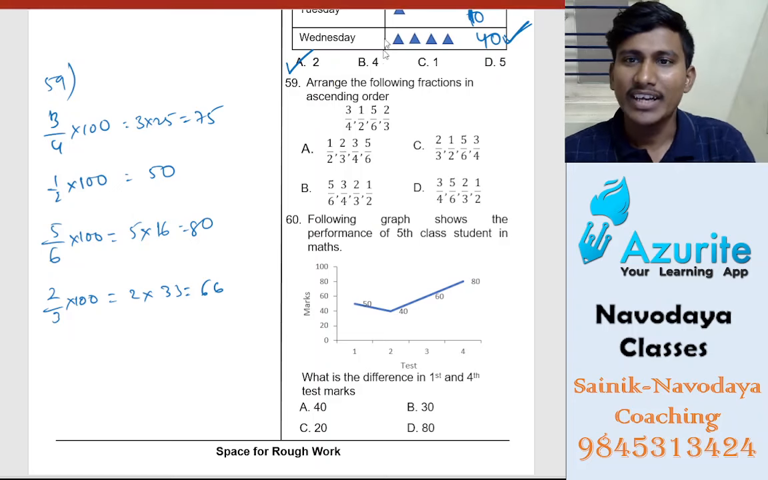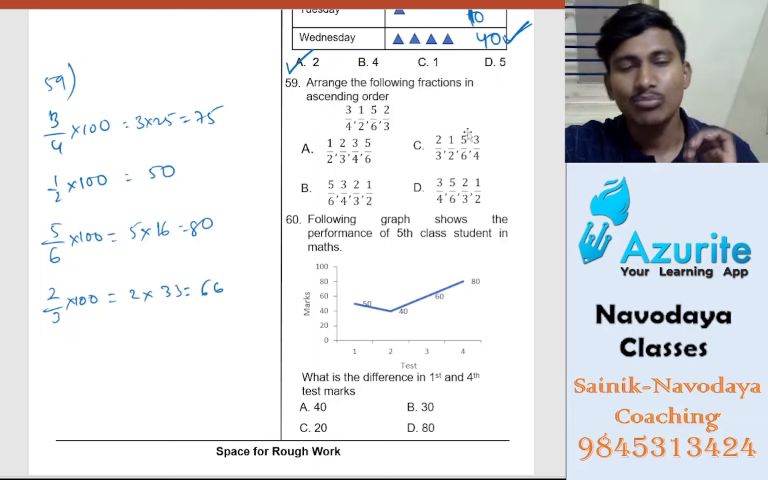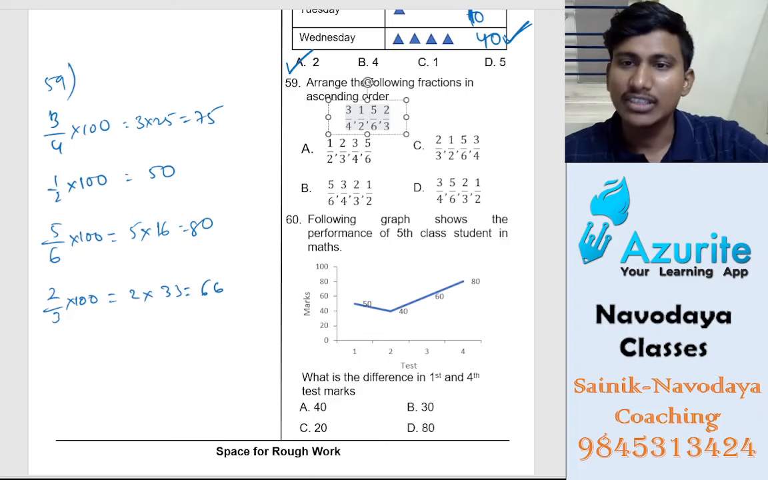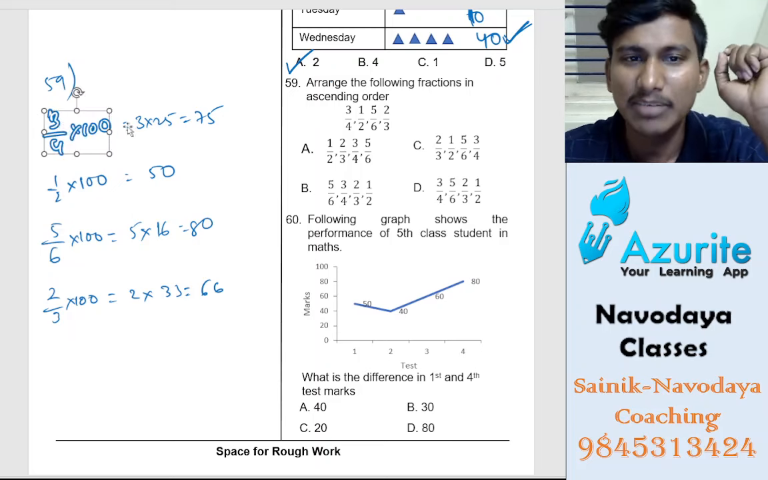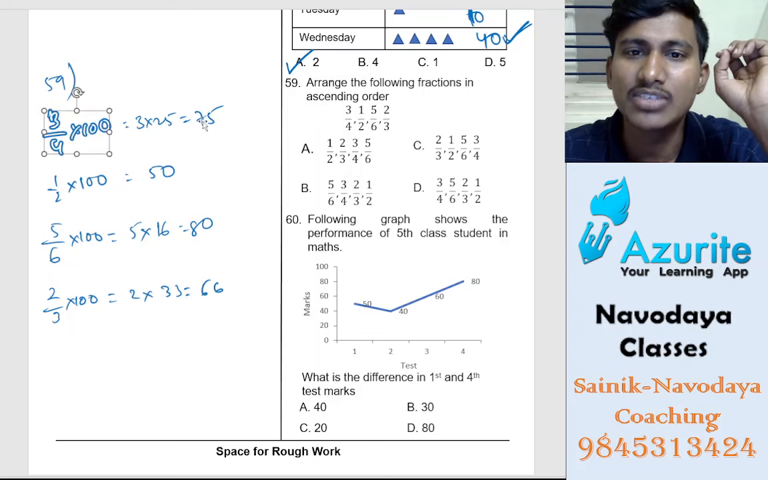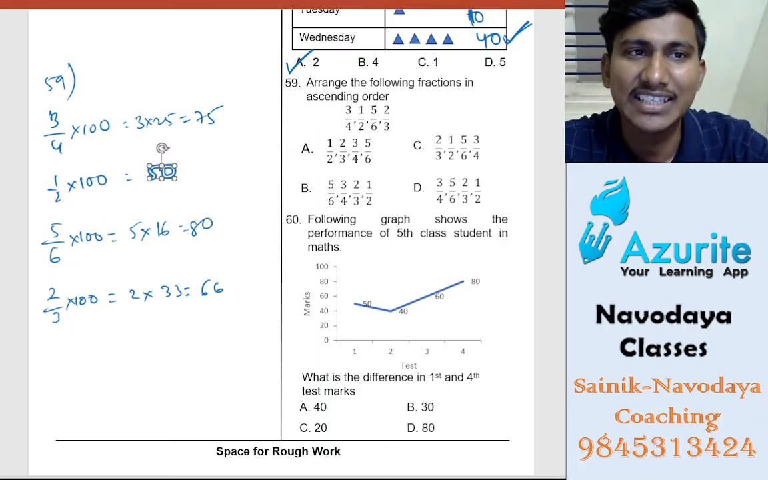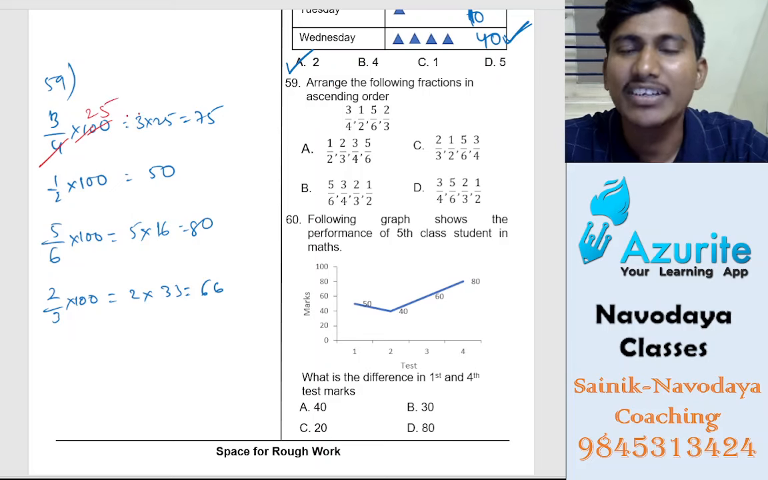What they are asking is to arrange the following fractions in ascending order. Ascending means increasing order, A to Z, that is small to big. So how do we do it? These are the fractions given here. We already know how to find the answer: if you multiply with 100, it becomes easy. So take 3 by 4 and multiply with 100, it will become 75. And 1 by 2, if you multiply with 100, it will become 50.